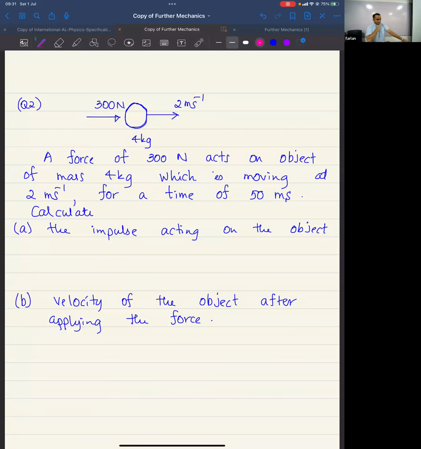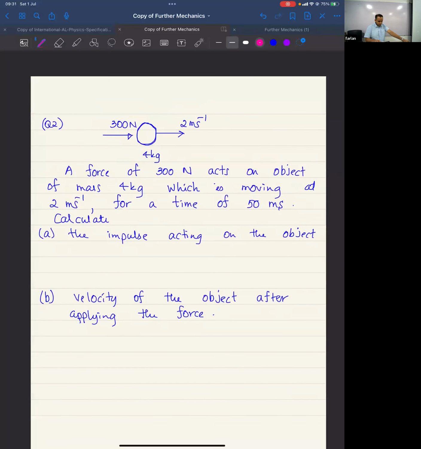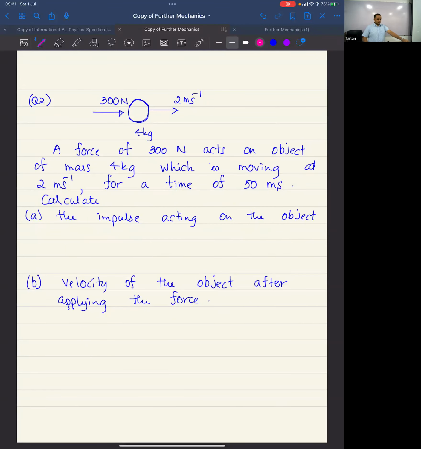Part A, the impulse acting on the object. Part B, velocity of the object after applying the force. Pretty much similar to the previous one. Give it a try.